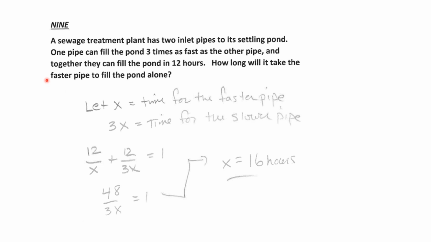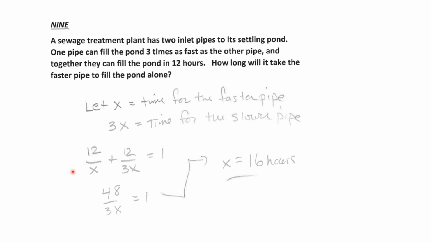Number 9, you have a sewage treatment plant. There are 2 inlet pipes, and one pipe can fill a tank 3 times as fast as the other, and together they can fill it in 12 hours. How long will it take the faster pipe to fill it? You let x be that unknown, and that means that 3x is the time for the slower pipe.